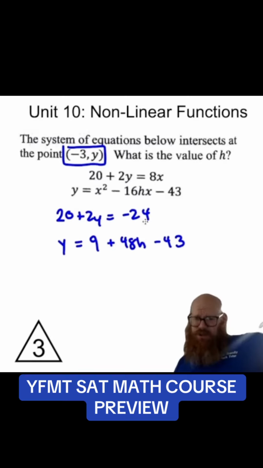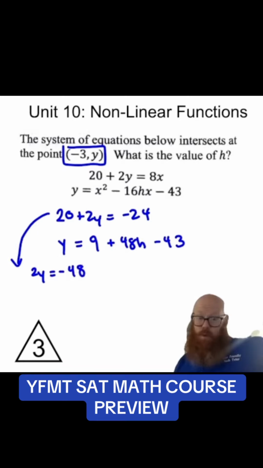And then you just do the next logical thing. Look at this equation. Can I just solve for y? So I'm going to go to this equation right here. I'm going to subtract the 20. So I'm going to get 2y equals -48. Nope, I don't know where I got -48 from. I must have been looking at this 48, but that does not make sense. That's -44. -24 minus 20 is definitely -44. So y itself is equal to -22.